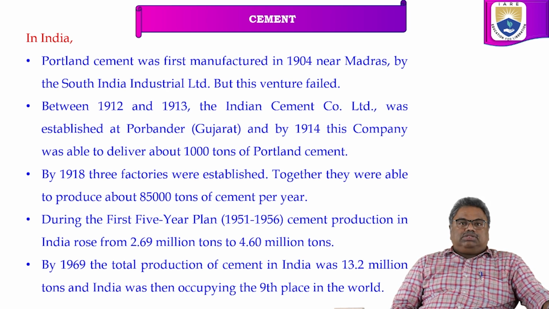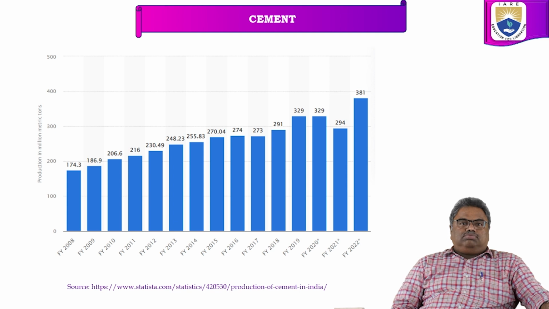So what about the current status? This histogram shows the current status, how much cement is produced in India, from 2008 to 2022. In 2008, it was 174.3 million metric tons. In 2009, it is 186.9. In 2010, it is 206. And it has come up in 2016 to 274, 2017 273, and in 2022 it was 381 million metric tons.